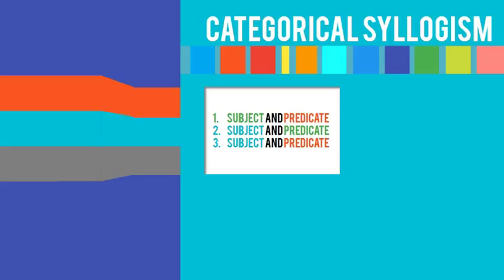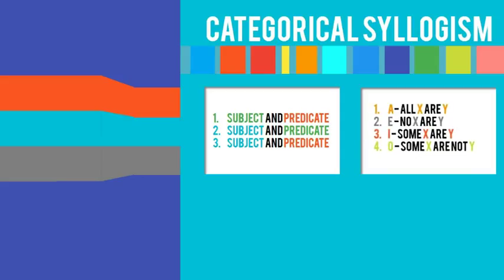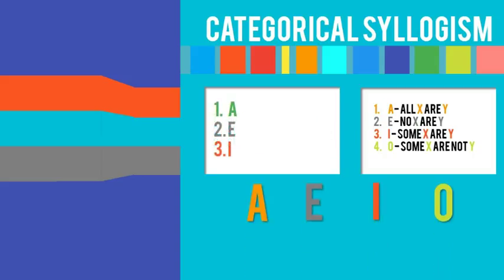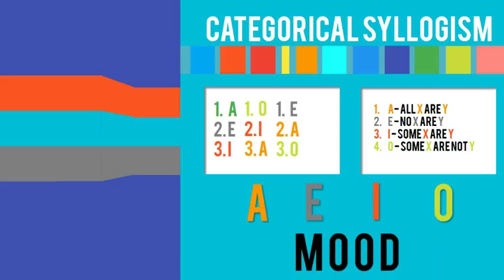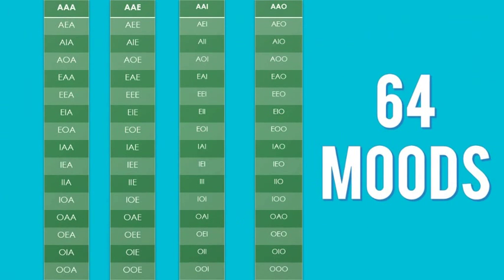Okay, now recall also that each statement has to be one of the four possible types of statements, meaning that each statement has to be an A, an E, an I, or an O type of statement. So if we take those four letters and use them to identify the statements in the argument, we can determine what's called the mood of the argument. And by the mood, we just mean what combination of statement types the categorical syllogism is made out of. All right, now there's 64 possible moods that you can come up with if you mix and match all the possibilities long enough. All right, you with me?